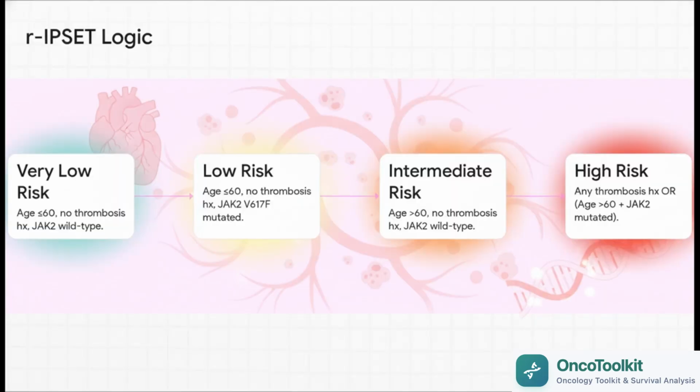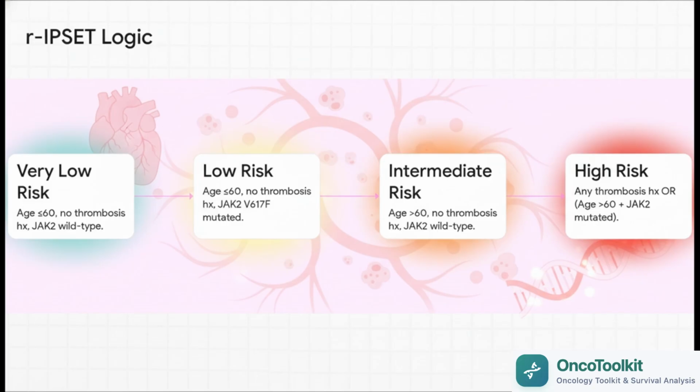And here is that categorical logic in action. It's just a clean, efficient decision tree. Think of it like this. Is your patient under 60, no prior clot, and JAK2 wild type? Very low risk. Same patient, but they have the JAK2 mutation? Now they're low risk.